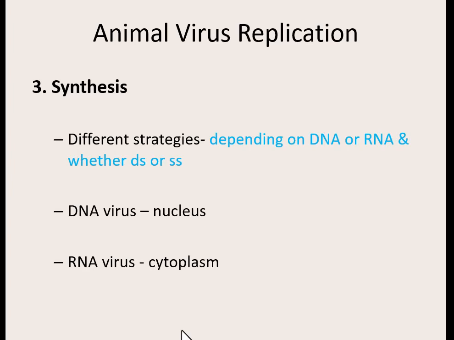If we're going to make new viruses, we have to make sure we make the same kind of genetic material they have. If it is a DNA virus, all the new DNA is assembled in the nucleus. That's where our DNA is assembled and is where it's found. If it's an RNA virus, all that new RNA is made out in the cytoplasm. That's where RNA goes.